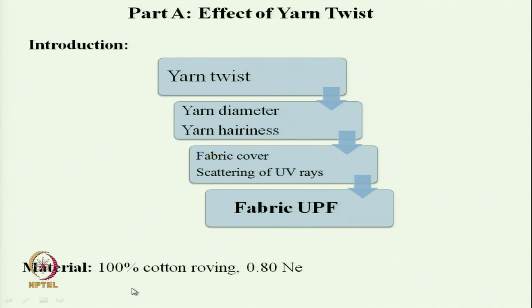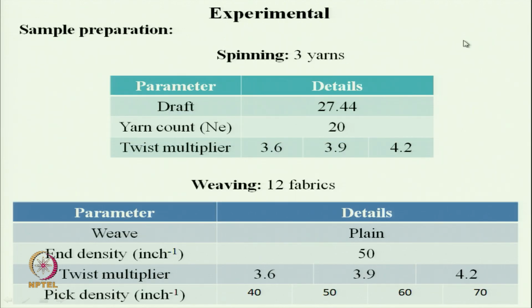100% cotton yarn was produced from roving of 0.8 Ne. These are the spinning parameters. 3 yarns were produced with 3 different twist multipliers with yarn count of 20s Ne, 3.6, 3.9 and 4.2 twist multipliers were given. Total 12 fabrics were produced with end density 50 ends per inch, 3 different twist multipliers with 4 different pick densities. Total 12 fabrics were produced.